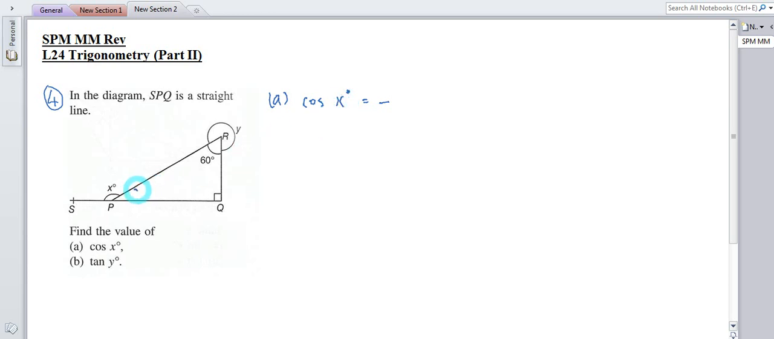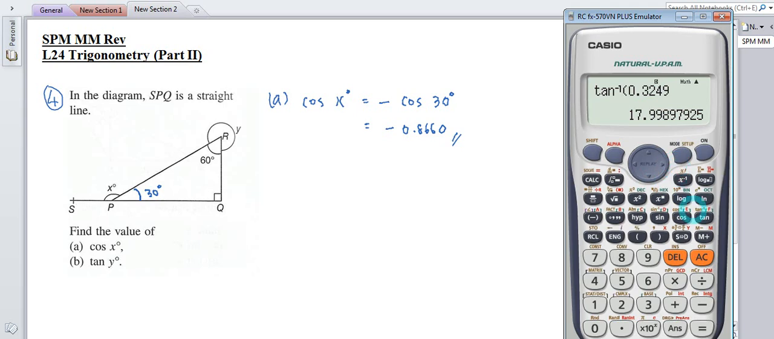So the reference angle is actually over here, 90, 60. Here we know that this must be 30, right? So it's actually equal to negative cosine 30 degree. Okay, so then you just press the calculator, you will get negative 0.8660. Okay, let me check right now. Negative cosine 30 degree. Okay, 0.8660. Okay, correct.